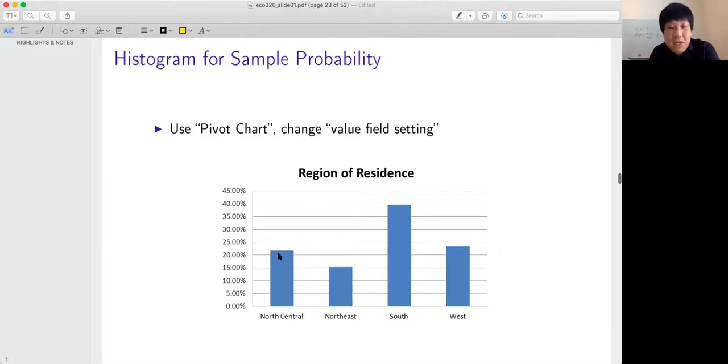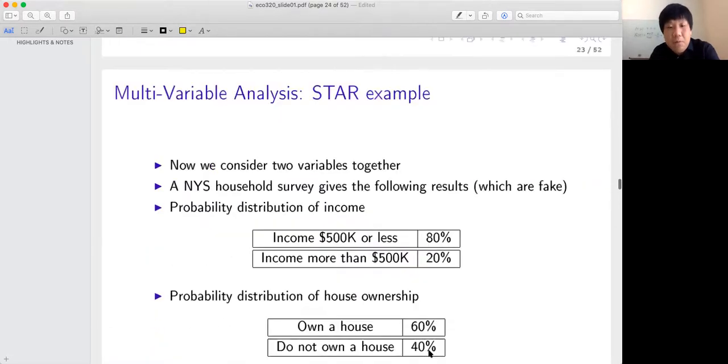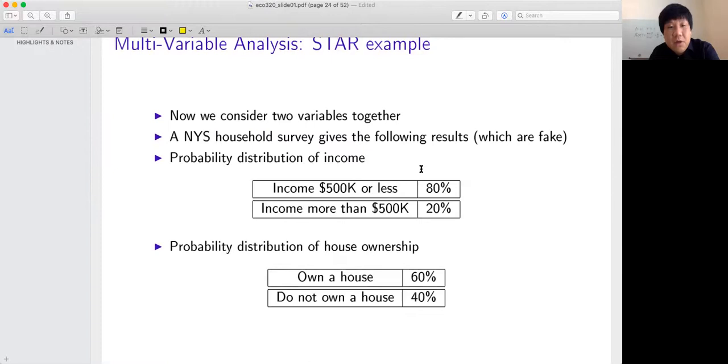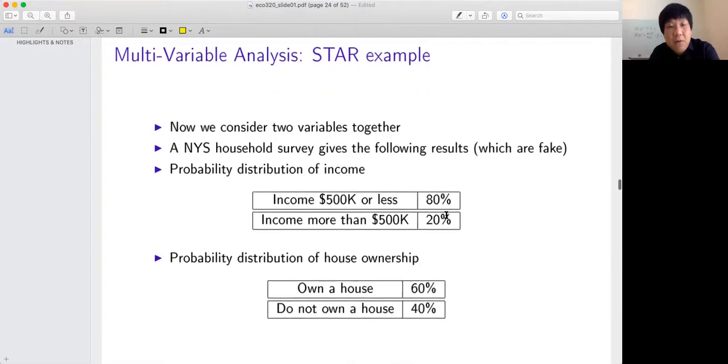This is another way of doing that. Previously we showed just the number of people, but this is another good way. Although we don't know the sample size from this figure, you know that about 40% are from the South. This is another way of using the tool, and it's very, very powerful.